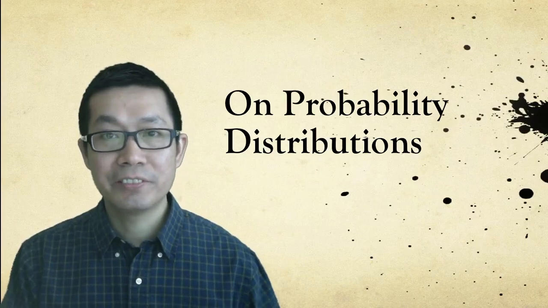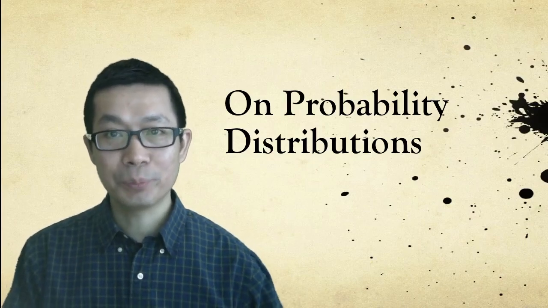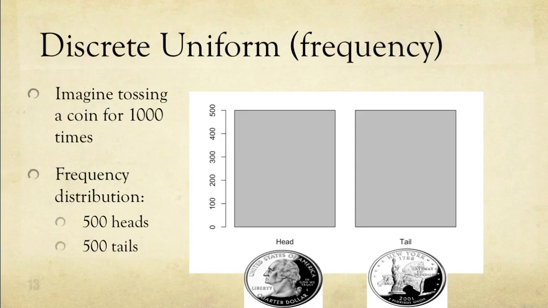I would like to offer a few notes on probability distributions. First, let's look at some discrete cases. Imagine you toss a coin 1,000 times or more, and perhaps in a perfect case you get 500 heads and 500 tails. You can create a simple bar plot to show the frequency distribution of 500 for both heads and tails, such as what we show here with the figure.